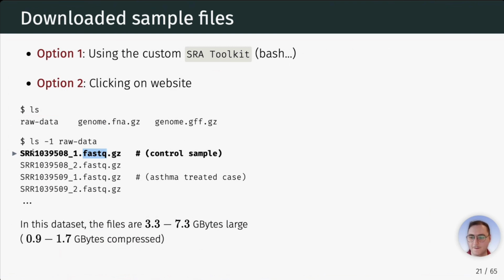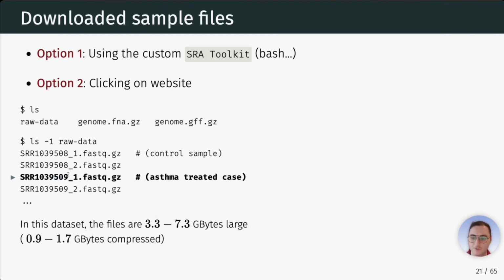These files are named in that way, that SRR, meaning Sequencing Read Run, so it's the identifier from this database, and the sample 1039508 refers to a control sample, and 509 to an asthma drug treated case that we want to look at. Each of these files are more or less about a gigabyte large, but once uncompressing them, they can be up to a dozen gigabytes large each.